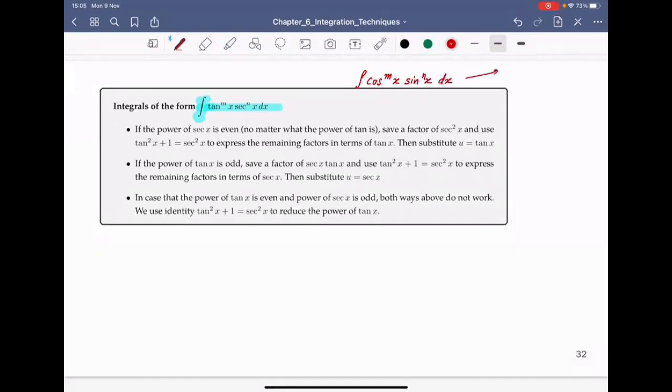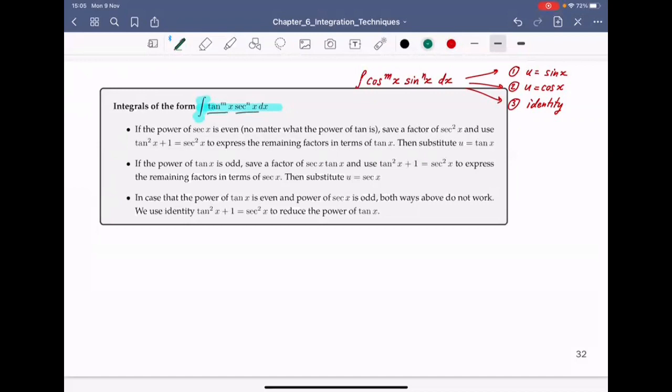I told you that you first try to pick u equal to sine. Second, try to pick u equal to cosine. If both do not work, you can just use the identity, right? Because it's going to be an even power, and then you can use the identity. The same thing with tangent and secant.